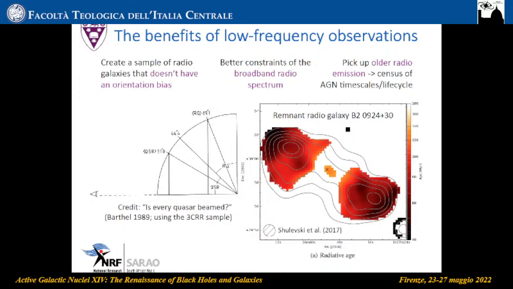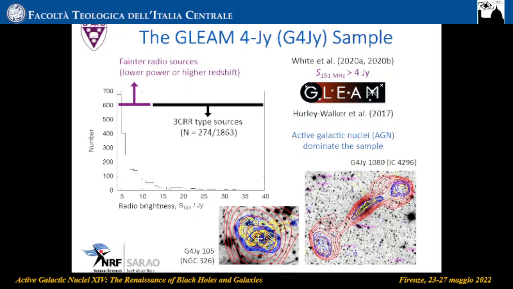So for our work, we've used the GLEAM survey, which is a low frequency survey of the entire southern sky up to a declination of plus 30 degrees. This was conducted using the Murchison Widefield Array, which is in Western Australia, a precursor telescope for the Square Kilometre Array, the low frequency component. For our sample, we've selected all of the sources that are brighter than 4 Jansky at 151 megahertz.